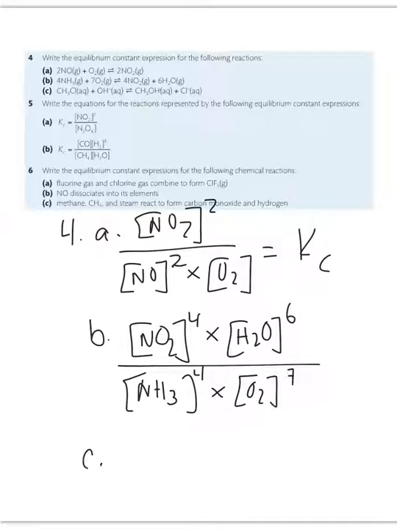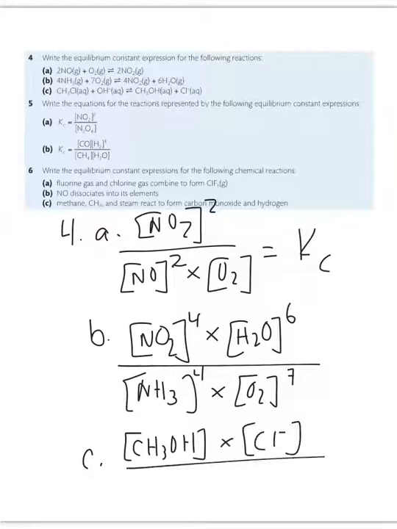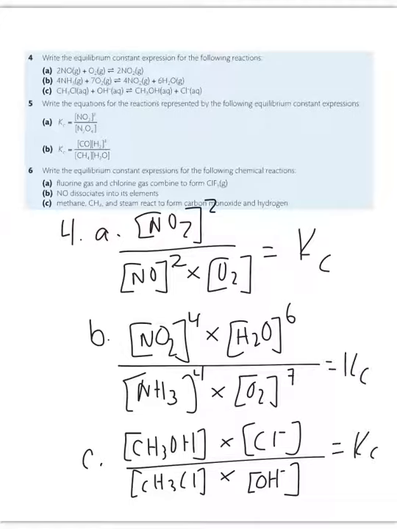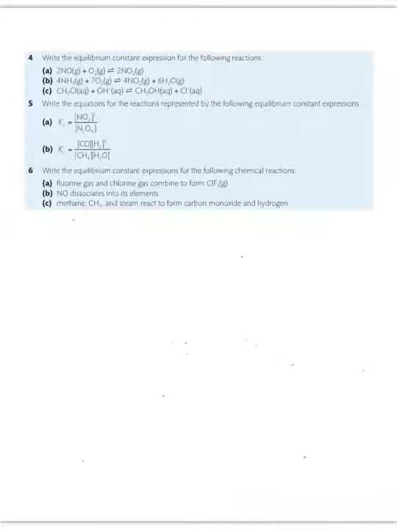And then C, I've got CH3OH, or methanol, and I've got Cl minus, and that is going to be over CH3Cl times OH minus. So those are the equilibrium expressions asked for in part 4. So I'm going to pause and erase this and move on to number 5.